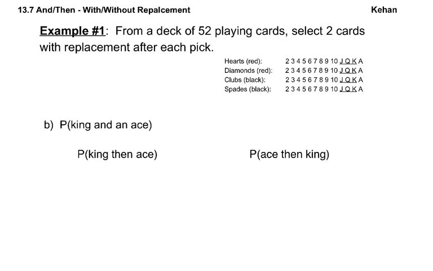Okay, in this next example, we're still going to draw two cards from a standard deck of 52 playing cards with replacement. So that's a key part right there, with replacement. That means the denominator stays the same. Also, the question is probability of a king and an ace.